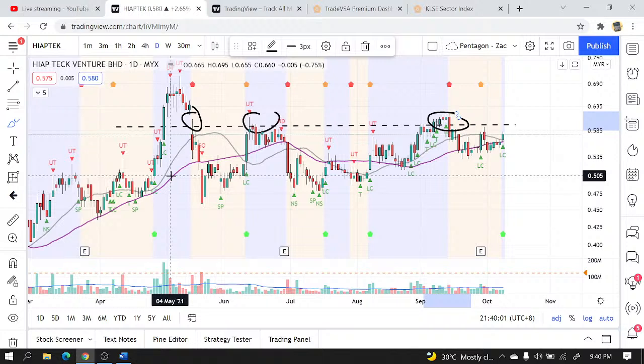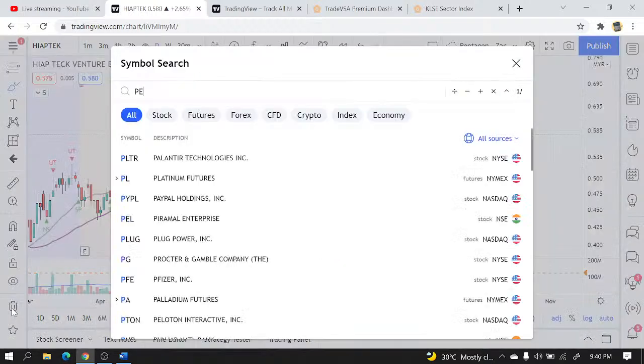Let's see if there are any others that I want to highlight. I think there are a few more also. Petrol M.